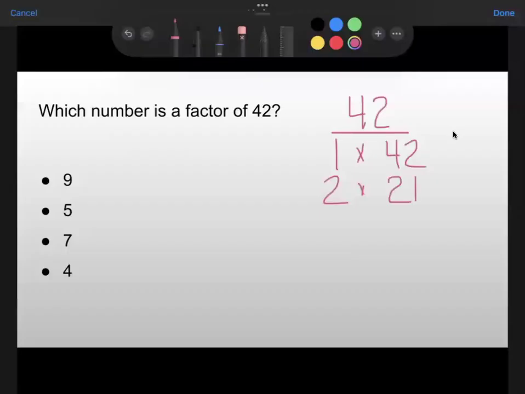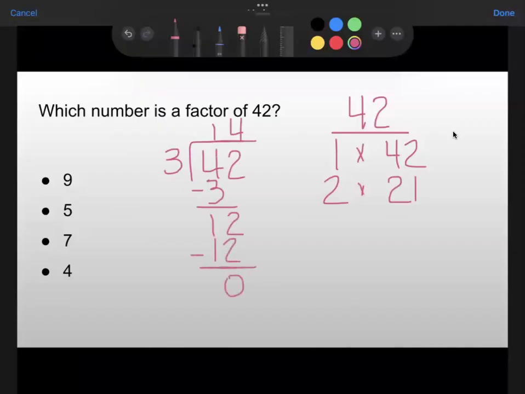Okay, the next one I can try is 3. And if I'm not sure that 3 works, I could always divide it by 3 just to see. So let's do 42 divided by 3. 3 fits into 4 once. 1 times 3 is 3. Subtract that, I get 1. Bring down the 2. Oh, yes, and 3 fits into 12 4 times. So that means there's no remainder. If you divided it and there was a remainder, that wouldn't work. But since there's no remainder here, that means 3 times 14 is a factor pair for 42.